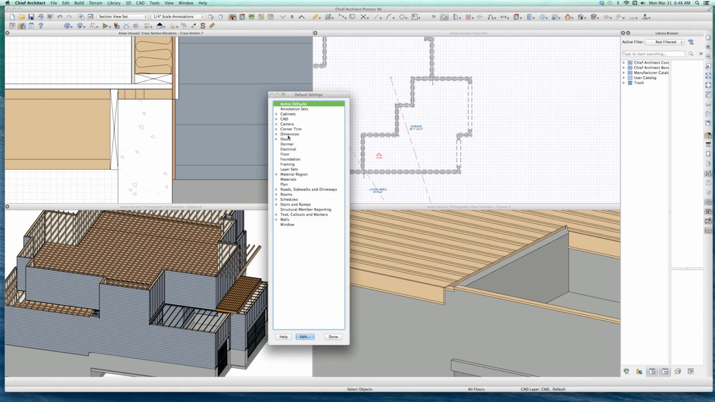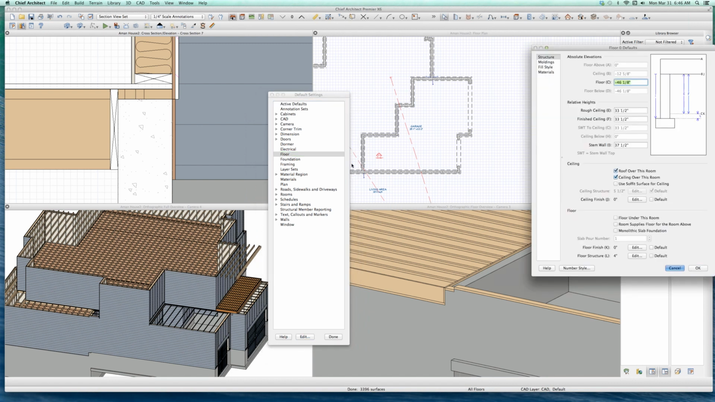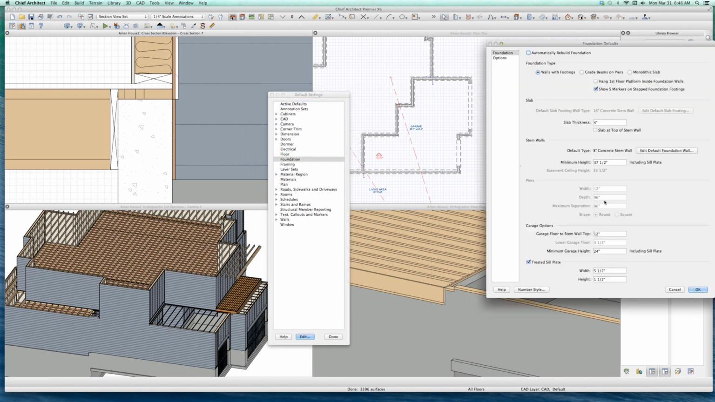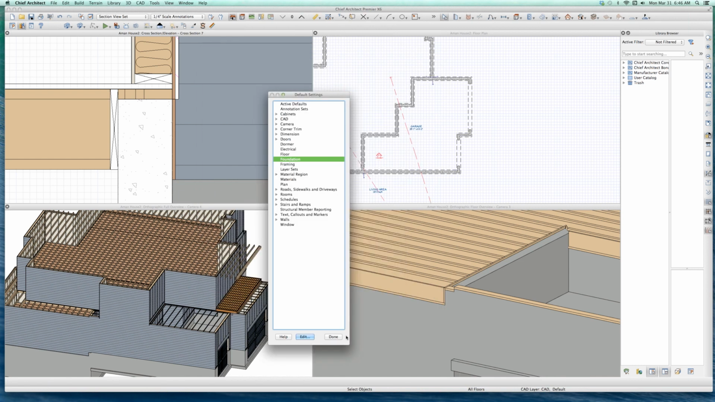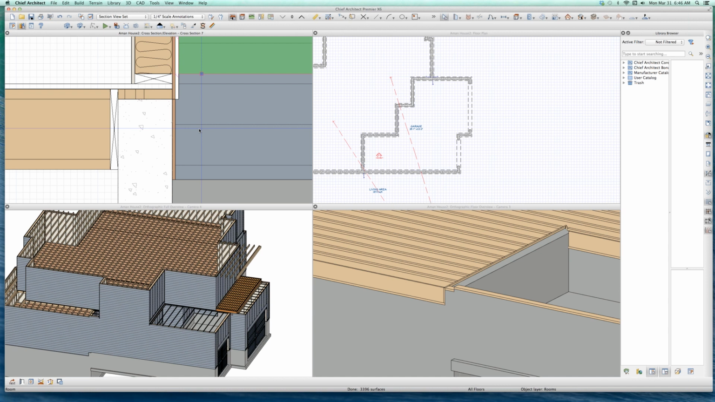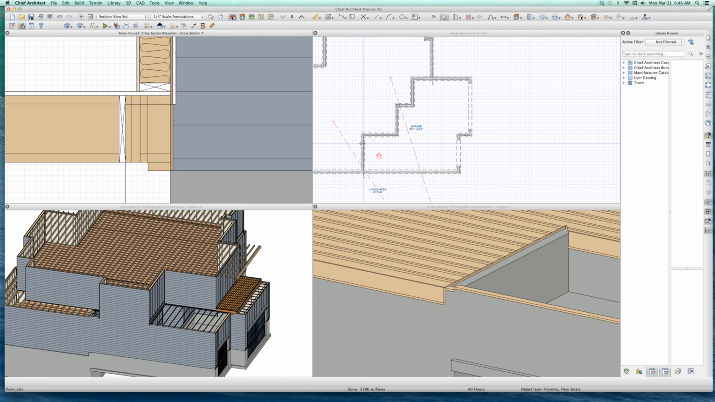going to my default settings, floor. No, I think it's foundation. Go to foundation. Right down here, treated sill plate, 5.5 inches. I'm going to exaggerate it. No, I'm just going to make it 8 inches. I'm going to make it simple. 8 inches, okay? Done. F12. Let's see what happened. Delete. I don't know. Let's see if I can do it.